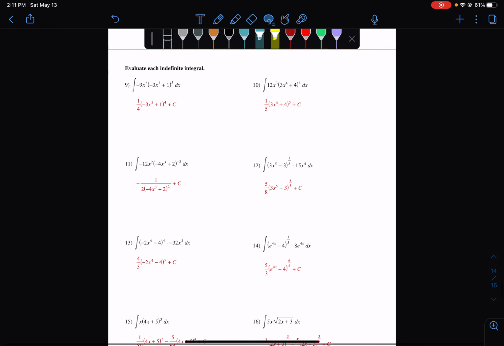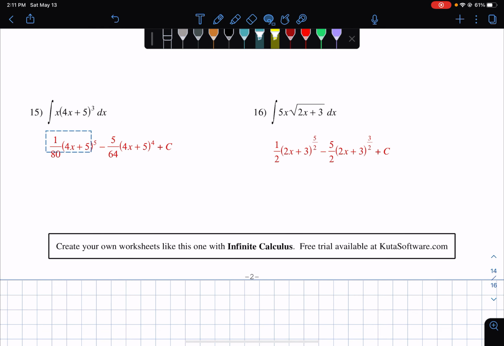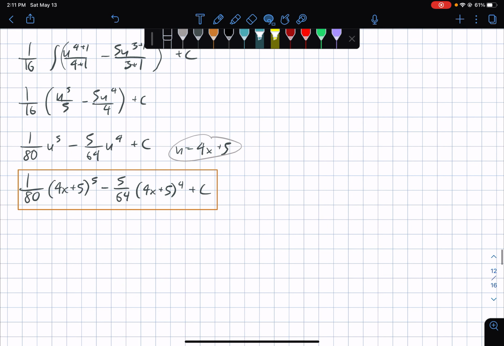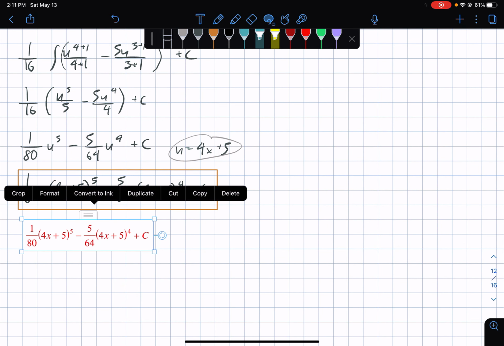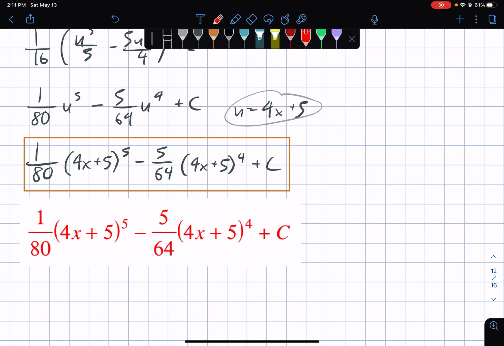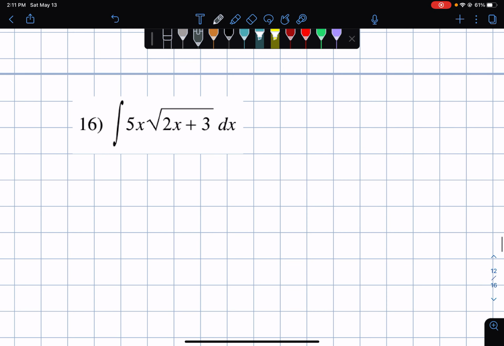Let's see if they're the same. Okay, exactly the same. Nice. Let's go with number 16.